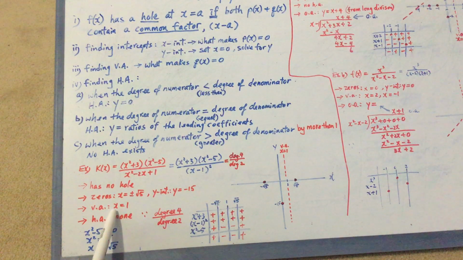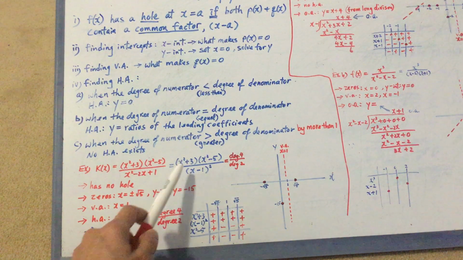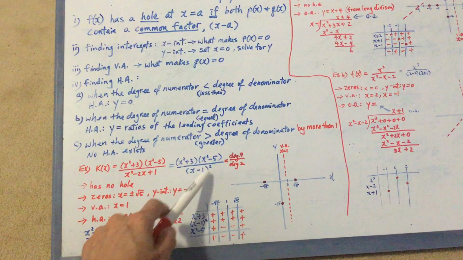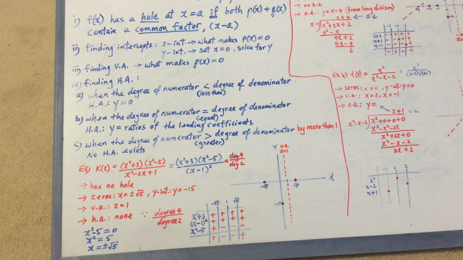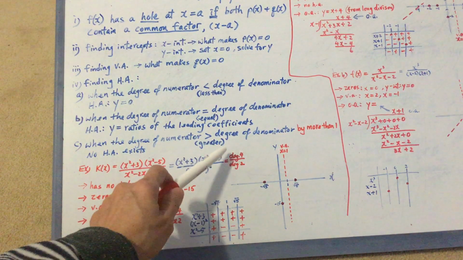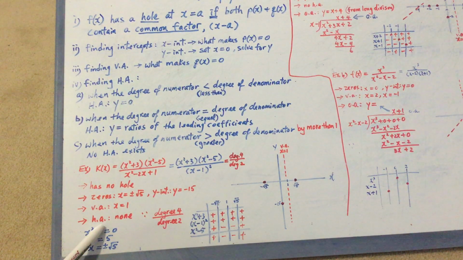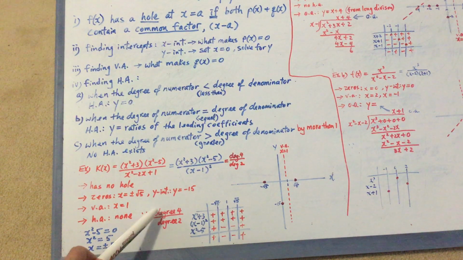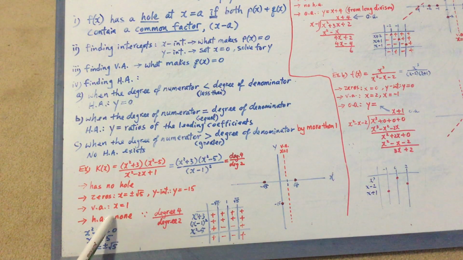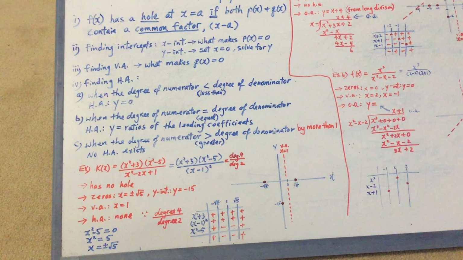So you get a vertical asymptote at x equals 1, because if x is equal to 1, that denominator is turning to 0. Now, in this case, because it's degree 4 divided by degree 2, the horizontal asymptote does not exist, so it's none. So degree 4 over degree 2, so it's none.